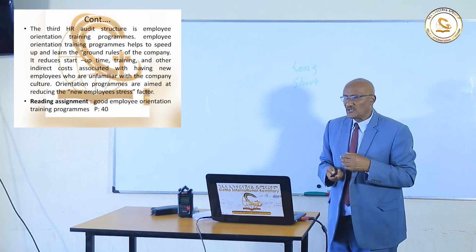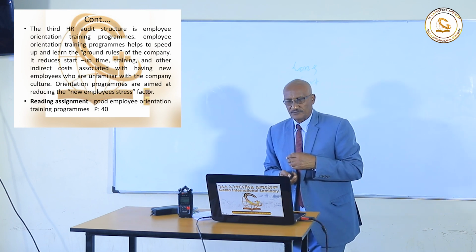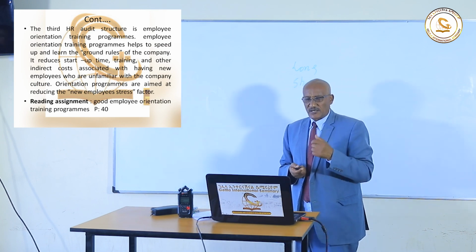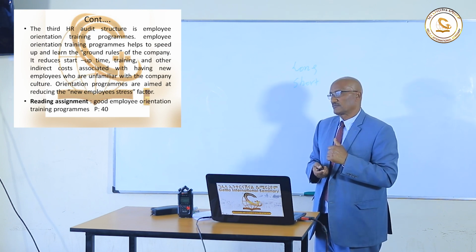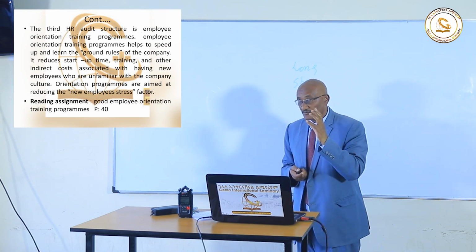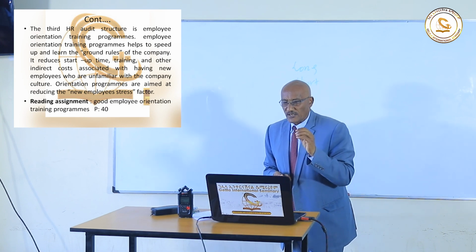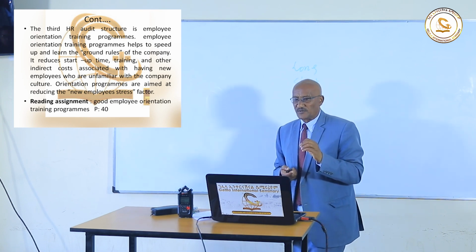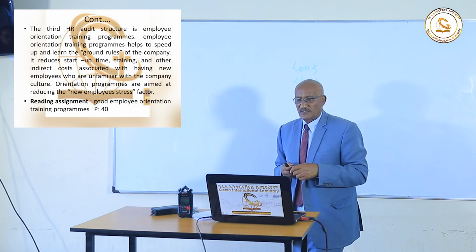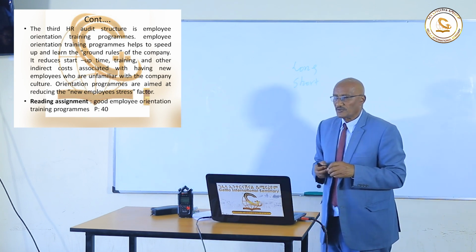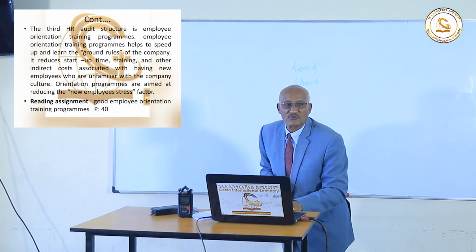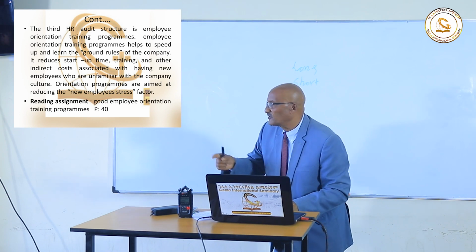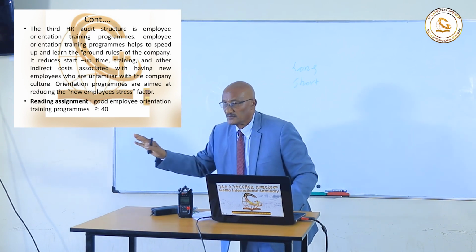The third point is audit structure. Audit structure: employee orientation training program. Orientation is one thing. An employee orientation training program helps to speed up and learn ground rules. What are the ground rules of your organization? Ground rules of different organizations are different.